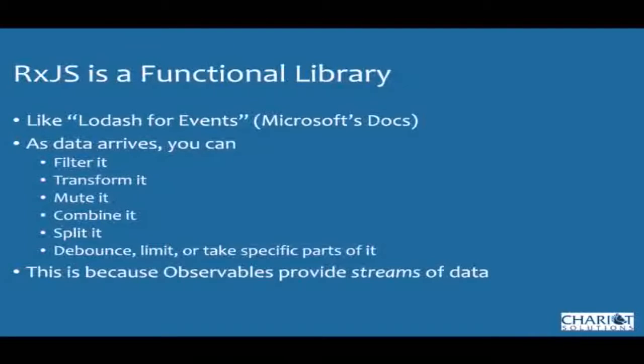So as data arrives in RxJS, we can do exactly the same thing. Things are coming in as a stream of data. As each piece of the stream arrives, we can transform it. We can filter it and say, I want this piece, but I don't want this other piece. We can mute it because we don't want that particular one for whatever reason. We can combine or split the data. All sorts of things, like debouncing input.